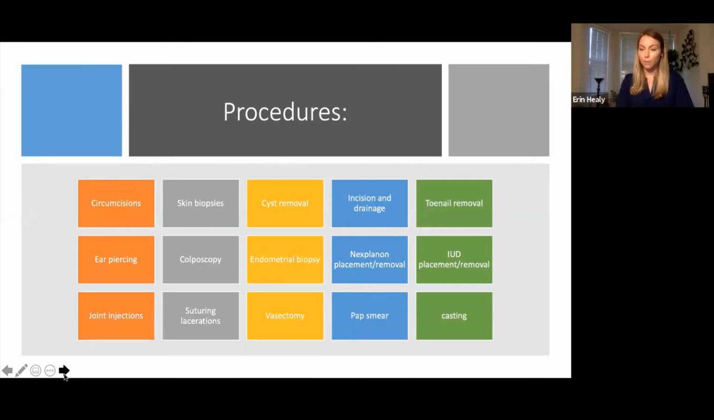We do endometrial biopsies, which is taking a sample of the endometrium, which is the lining of the uterus, if there's concern for a woman having some kind of growth or malignancy or something like that. We also do implantations and removals of long-acting birth control, so Nexplanon or IUDs. I love a good joint injection. It does provide a lot of relief for patients with arthritis, so knees, shoulders, hips.